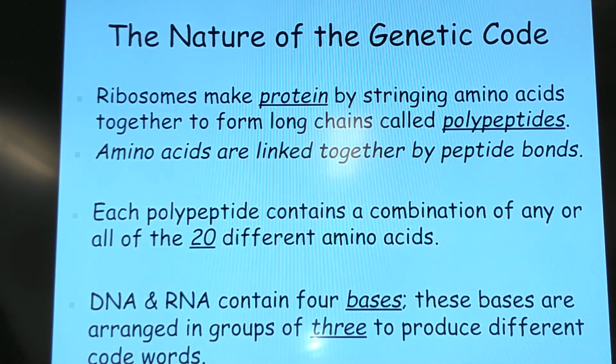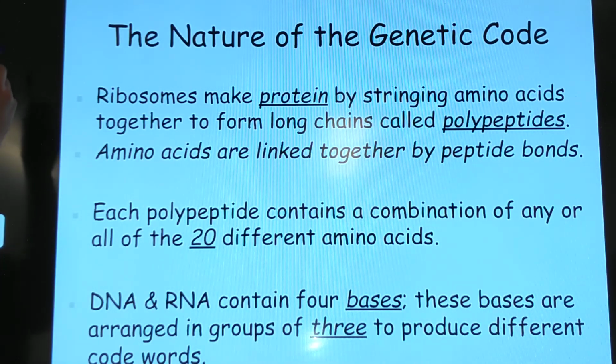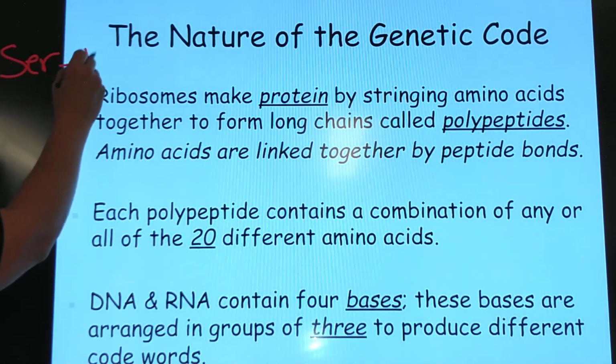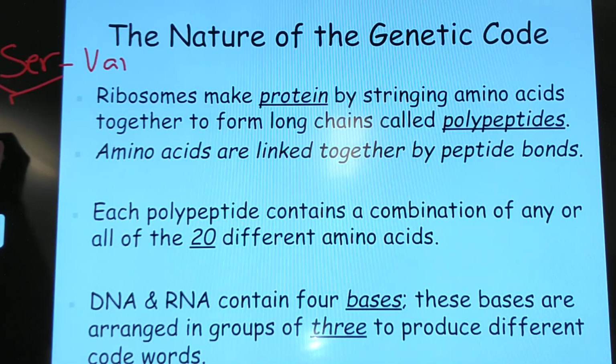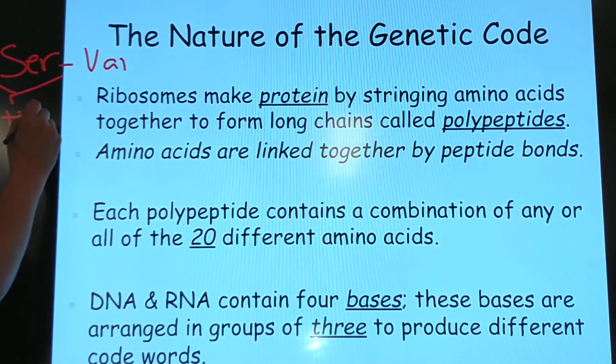So the nature of the genetic code. Ribosomes make proteins by stringing amino acids together to form long chains called polypeptides. And we talked a little bit about that before, how amino acids are the building blocks of proteins. You might code for a valine, which is one of the amino acids, and that valine might be stuck to a serine. And then a serine might be stuck to another valine. These bonds are called peptide bonds. Those are peptide bonds that form between those amino acids.